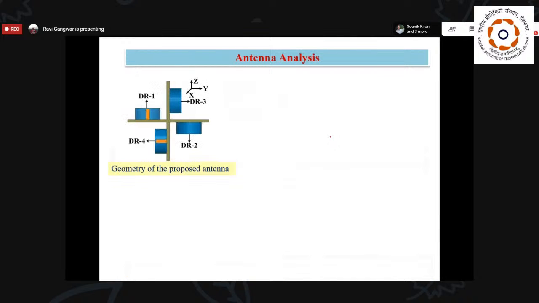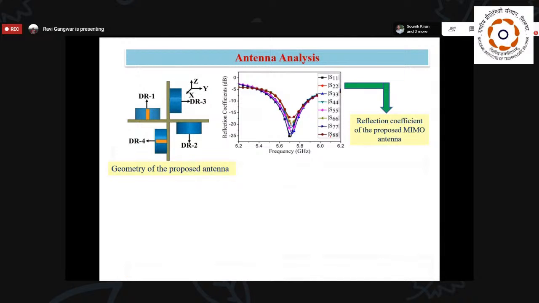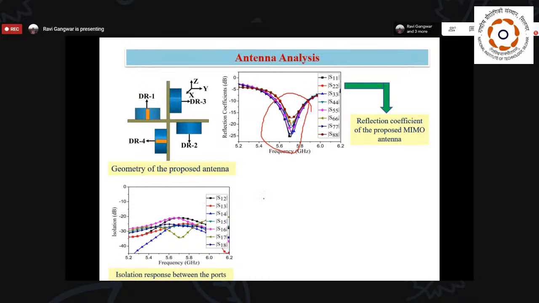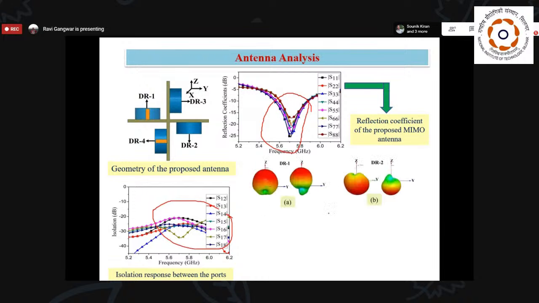Clear? Then we have the complete antenna structure. This is antenna C, our proposed antenna structure. Here you can see that all the reflection coefficients, that means all the antenna elements, share the same impedance, because we are using the same antenna structure. Only the placement is different here. Due to that, our isolation is also good, better than -20 dB.